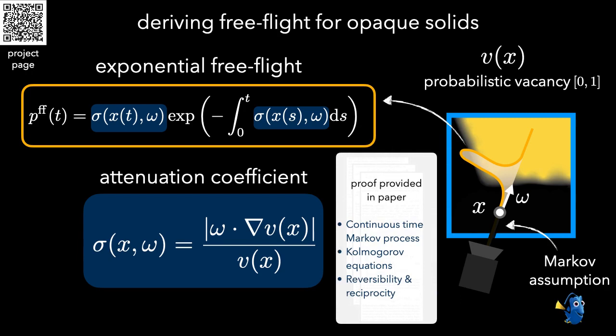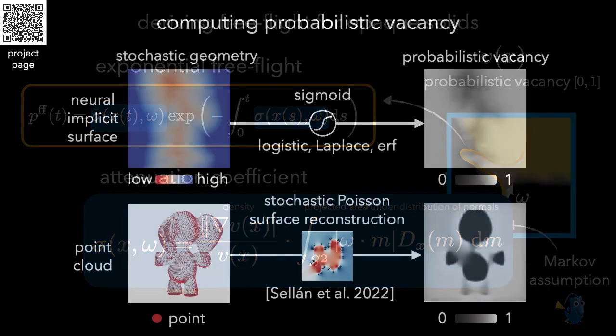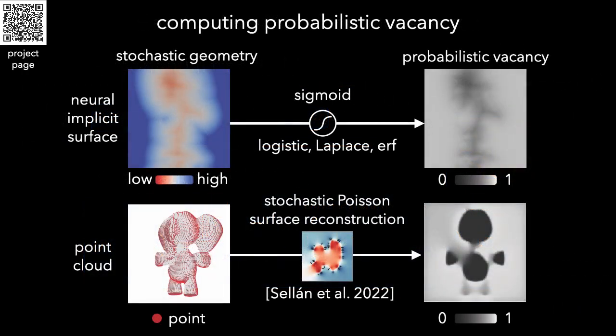Lastly, we draw connections with microflake models in rendering and generalize this attenuation coefficient to account for the ambiguity in normal directions towards the interior of an opaque solid. Our theory provides stochastic geometric interpretations of volume rendering of neural implicit and point cloud representations, both of which we can use to parameterize a probabilistic vacancy.